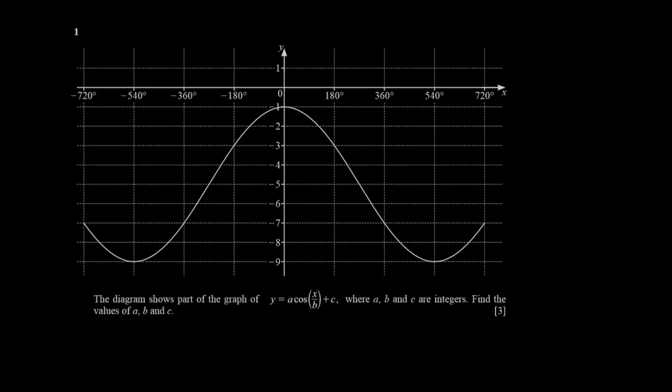Okay then, so here we are in October, November 2023, paper 1-1. The diagram shows part of the graph y equals a cos x over b plus c, where a, b, and c are integers. We want to find the values of a, b, and c.